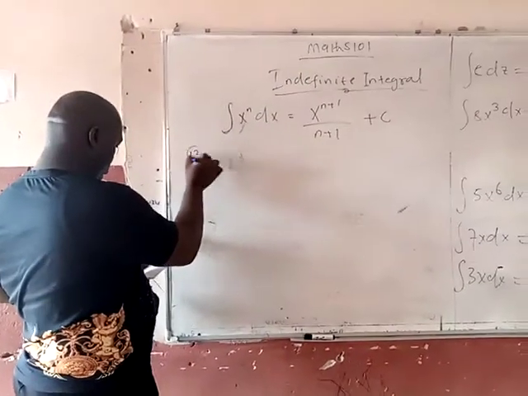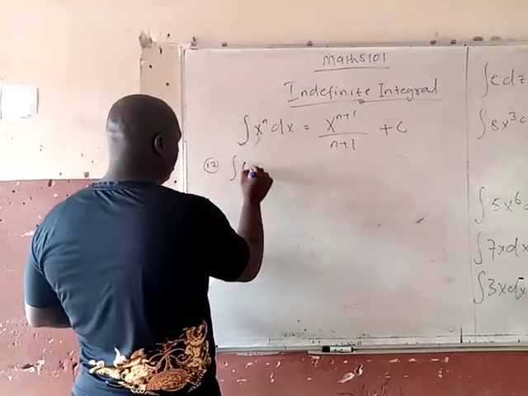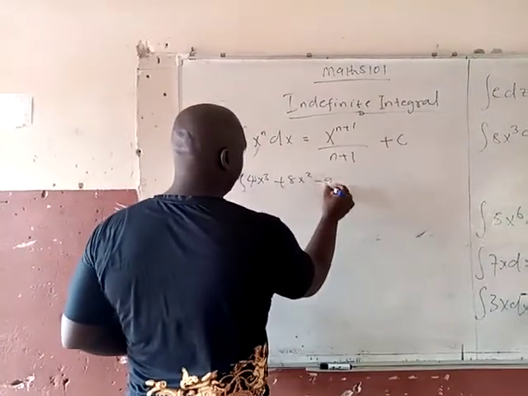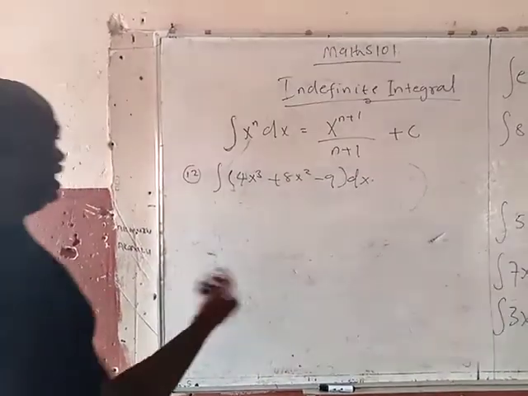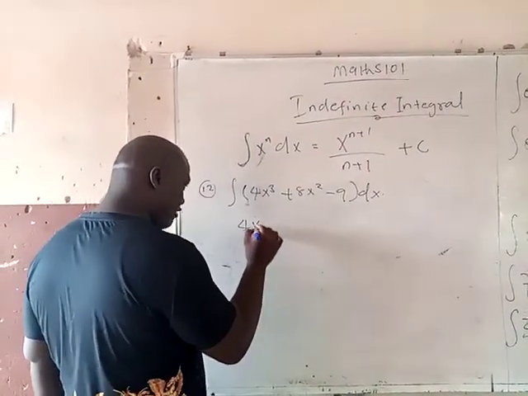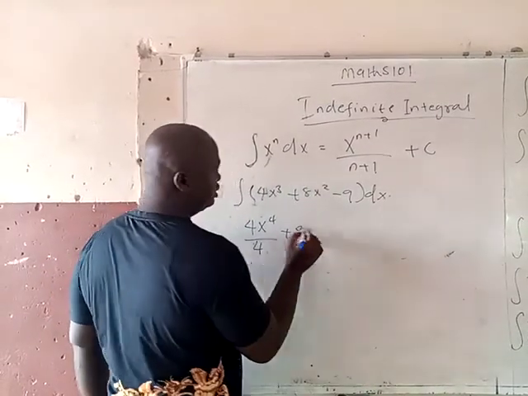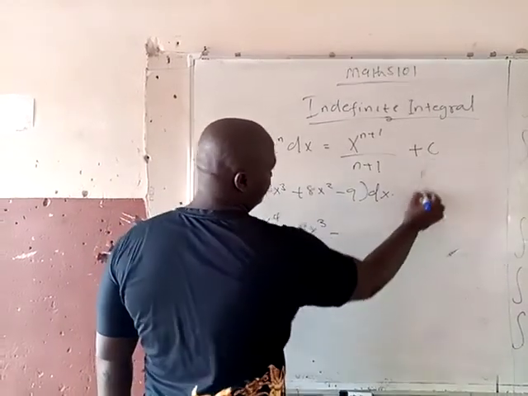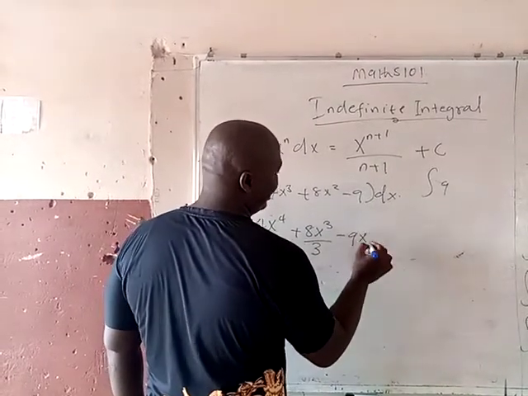Under this number 12, what if you have an integral, a polynomial of 4x cubed plus 8x squared minus 9 dx. So this is a polynomial. As usual, the antiderivative will be: 4x, we add 1 here, so 4x raised to the power of 4 divided by 4. Plus, you add 1 here, this is 8x raised to the power of 3 divided by 3. Minus, remember, the antiderivative of 9, which is a constant, will give you 9x, right?